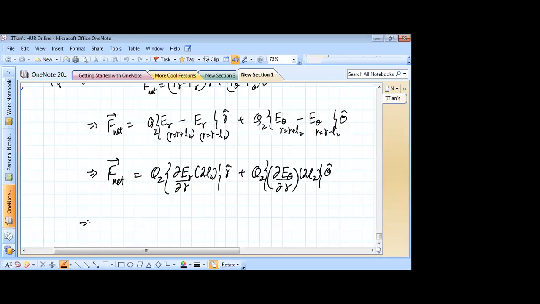Okay. So you can see that Q2 into 2L2 will become P2 into del Er by del R R cap, plus again P2 only, but into del E's tangential component by del R.